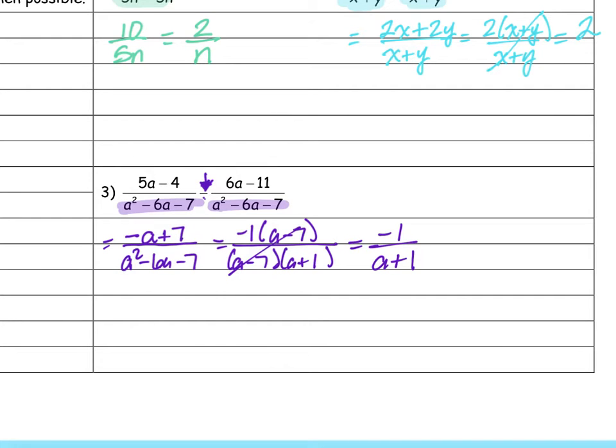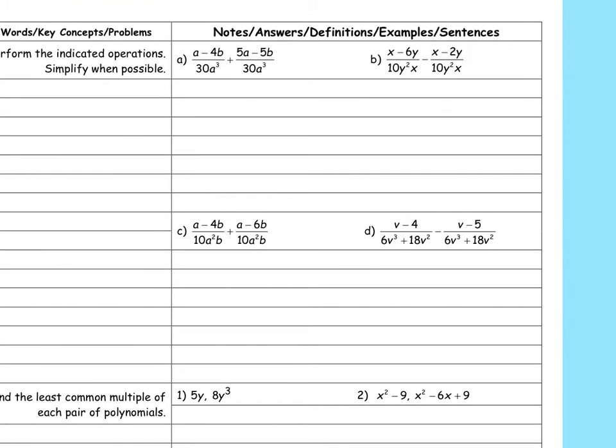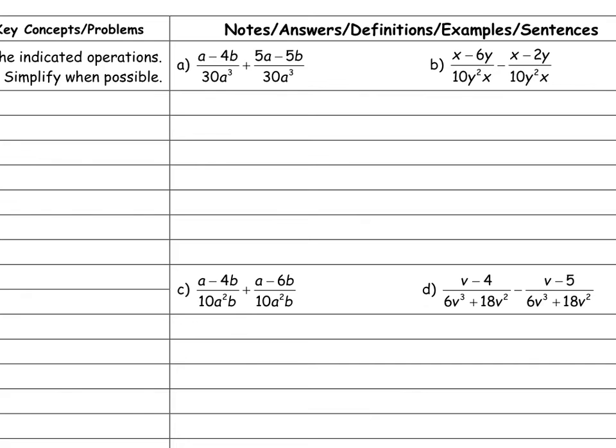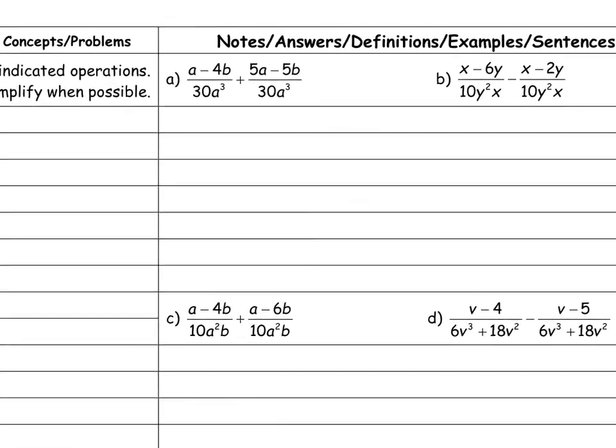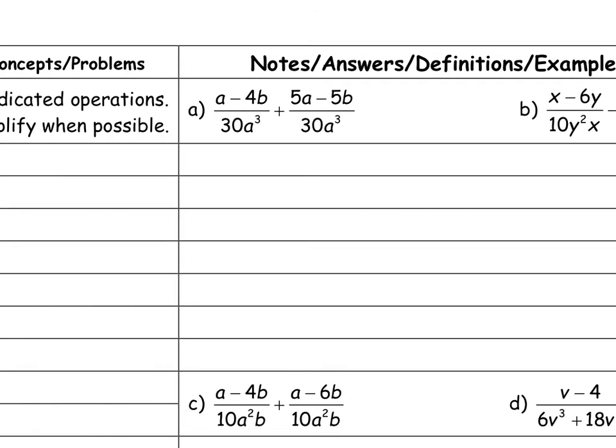Okay, so now it's going to be your turn. I've got 4 problems for you to add. So let's see, what do I have? A plus 5a is 6a, and negative 4a plus a negative 5a is negative 9a over 30a cubed.